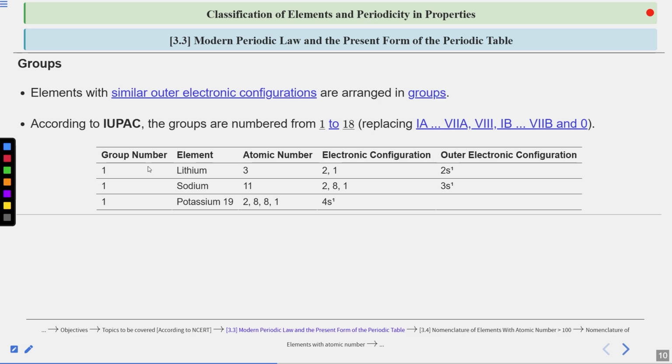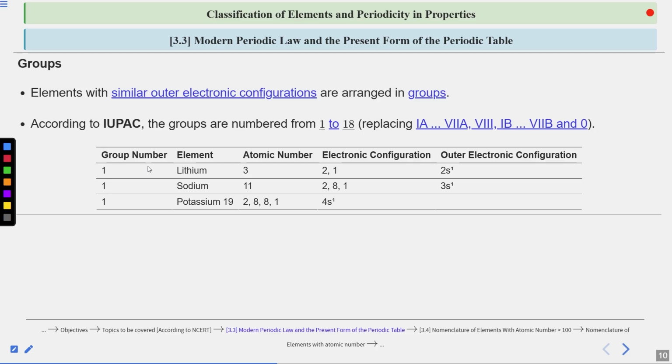Why am I saying that elements which have the same outer electronic configuration will be placed in the same group? We can understand that with the help of this example. Three elements are there: lithium, sodium, and potassium. They have 3, 11, and 19 as the atomic number, whereas the electronic configurations are 2,1; 2,8,1; and 2,8,8,1, and their outer electronic configurations are 2s1, 3s1, and 4s1.